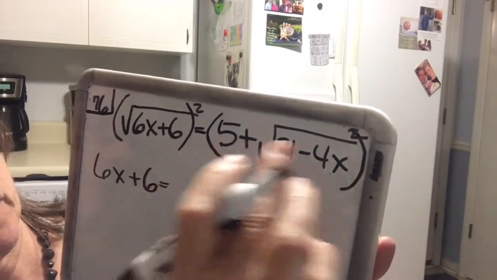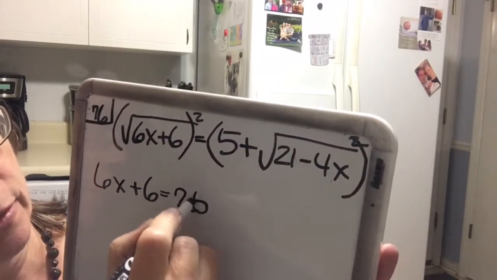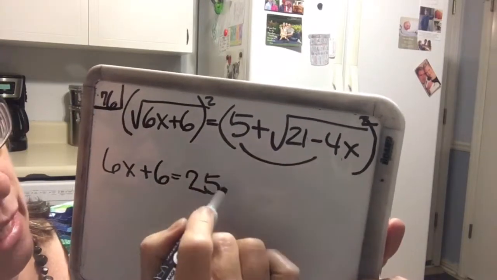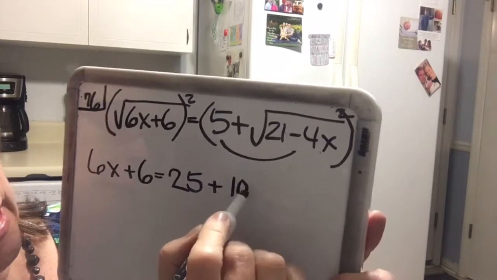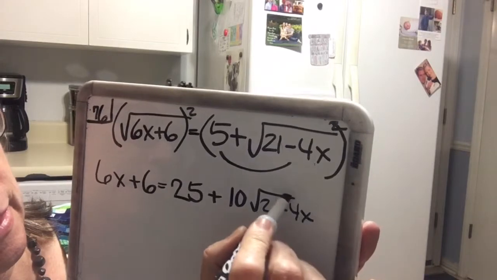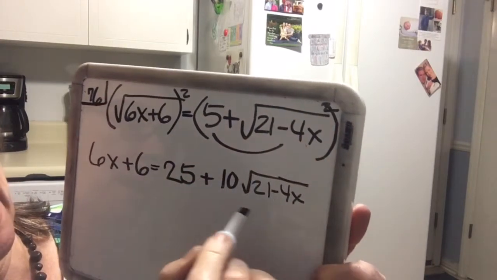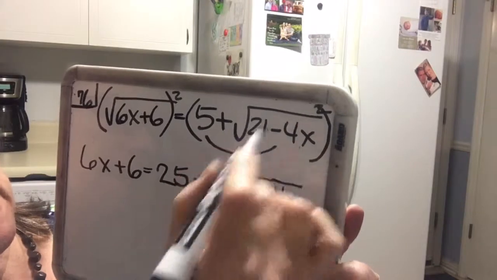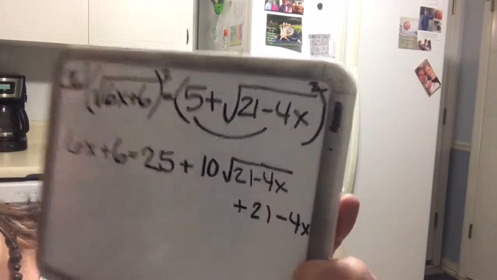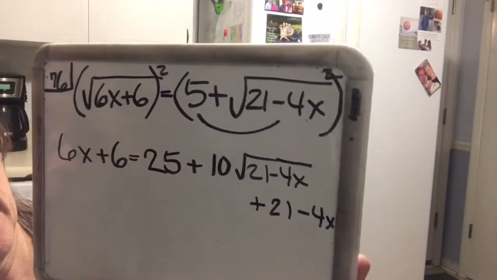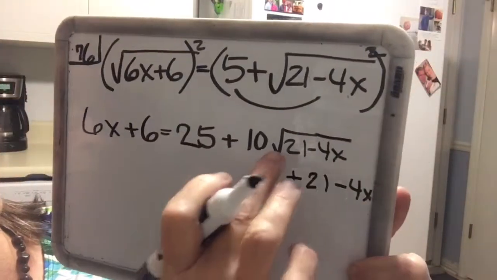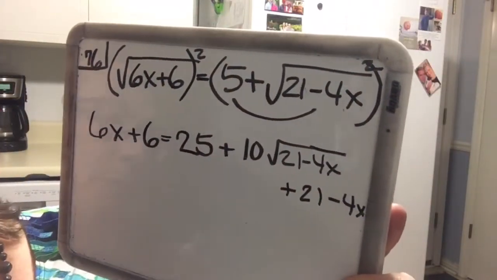Now the square of the square root gives me 6x plus 6 on the left. And on the right, I get the first term squared, which is 25. And then this product doubled gives me 10 times the square root of 21 minus 4x. And then the last one squared, I'm just going to write it down here, is going to be 21 minus 4x. Okay, it comes out of the radical. So now we're going to take this whole thing and try to clean it up. And while we're cleaning it up, we're going to try to get this radical by itself.